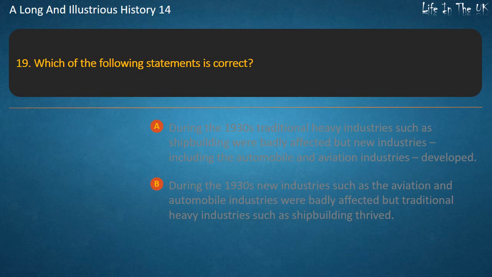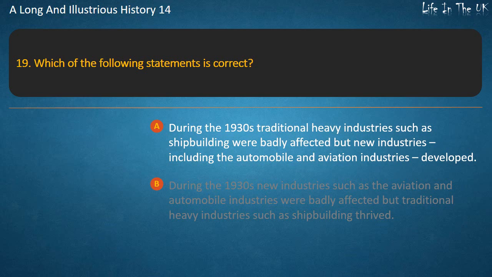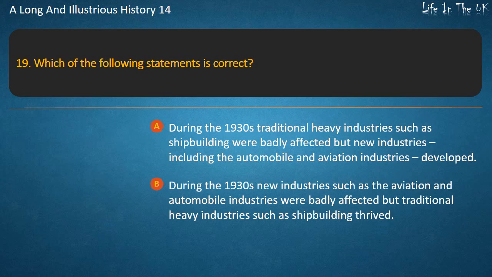Question 19. Which of the following statements is correct? During the 1930s, traditional heavy industries such as shipbuilding were badly affected, but new industries, including the automobile and aviation industries, developed. During the 1930s, new industries such as the aviation and automobile industries were badly affected, but traditional heavy industries such as shipbuilding thrived. Answer. During the 1930s, traditional heavy industries such as shipbuilding were badly affected, but new industries, including the automobile and aviation industries, developed.